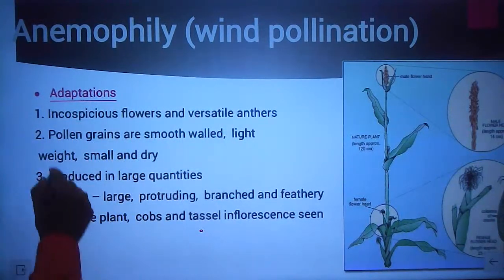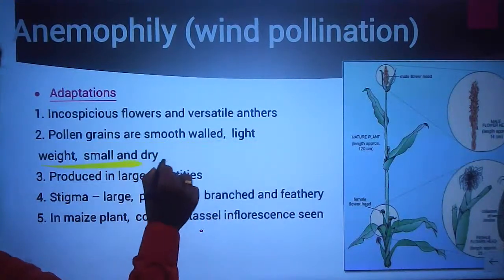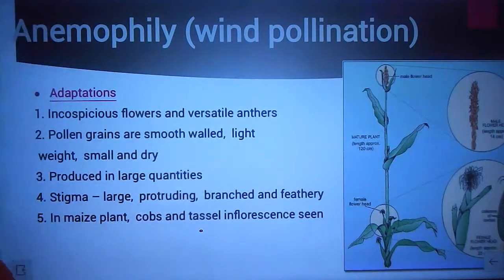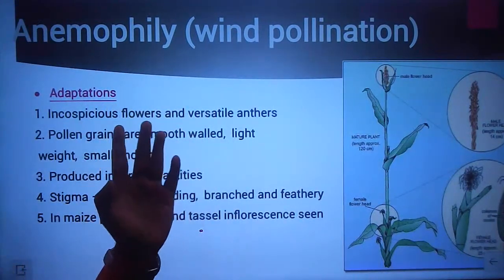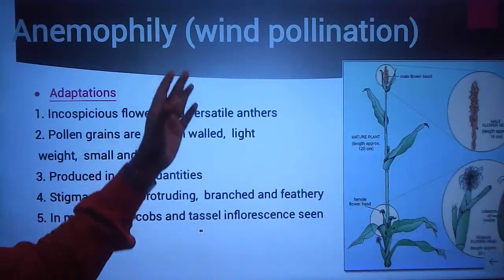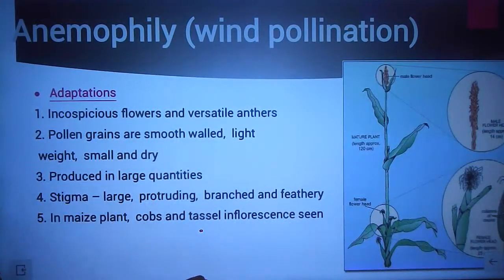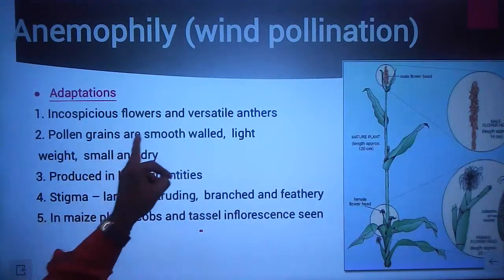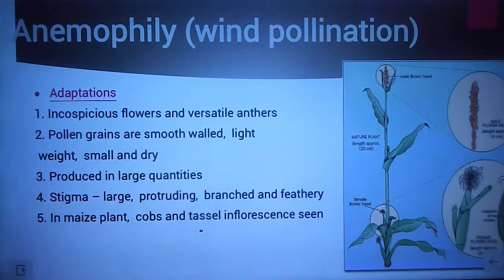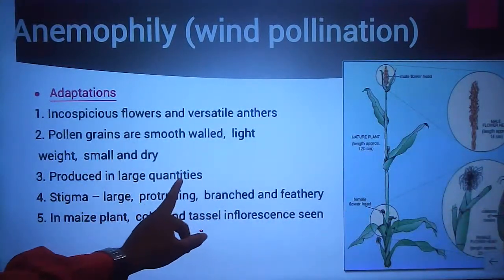This is one adaptation. Pollen grains are smooth-walled, lightweight, small and dry. That is why, in wind pollination, it is easy for the air to carry and transfer the pollen grains. They should be smooth-walled and lightweight. If they are heavy, then definitely the pollen grains cannot travel across the air. So they must be lightweight, very small, and dry. Only then can the pollen grains travel a larger distance, and they are produced in larger quantities, because they need to travel from one place to the destination.